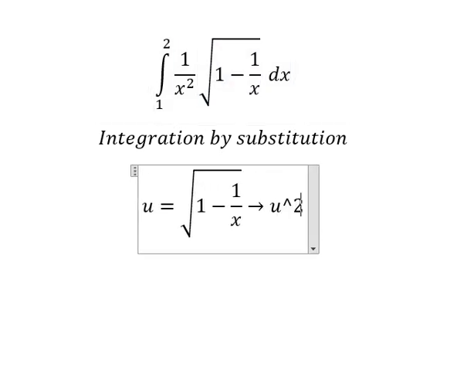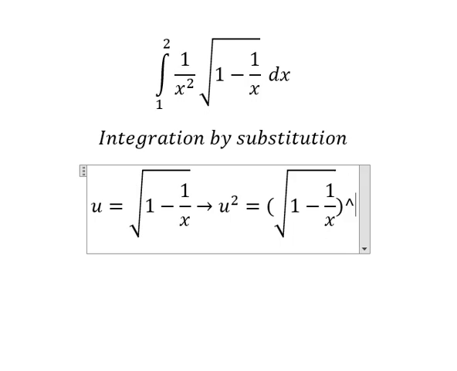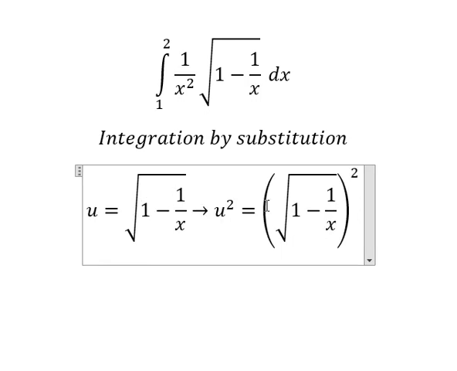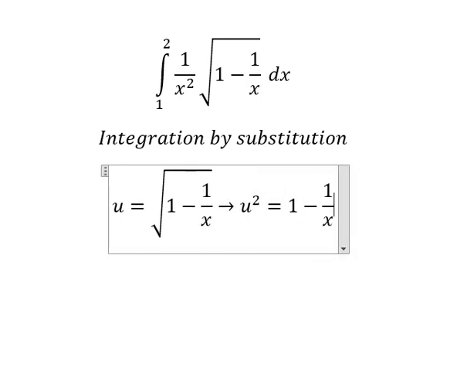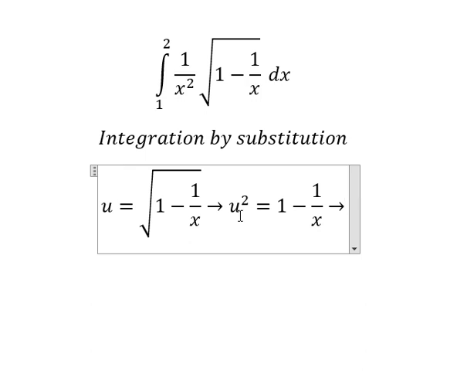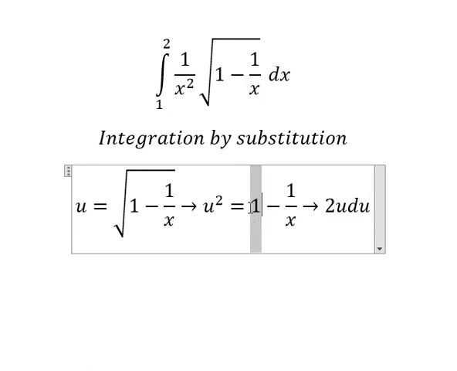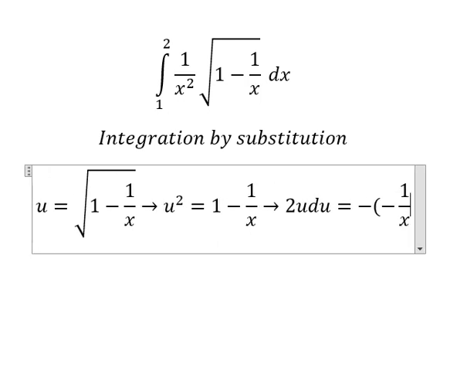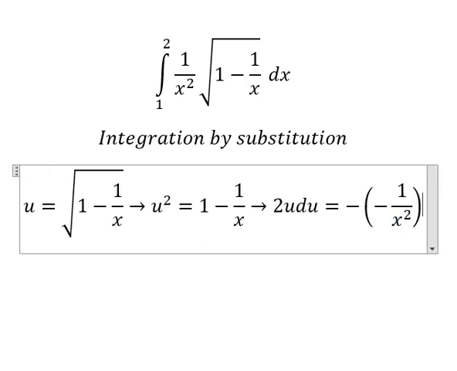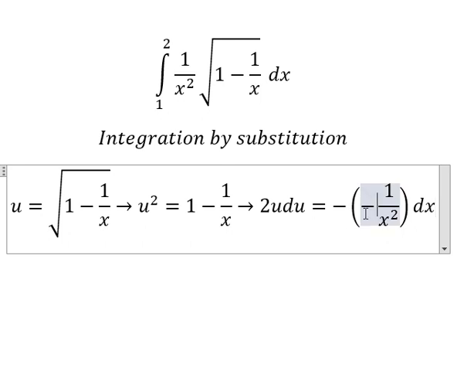Later, we square both sides to cancel the square root. Next, we need to first take the derivative of both sides. This one we have 2u. This one is a constant, so you get 0. This one we have negative 1 over s squared. Negative, we simplify.